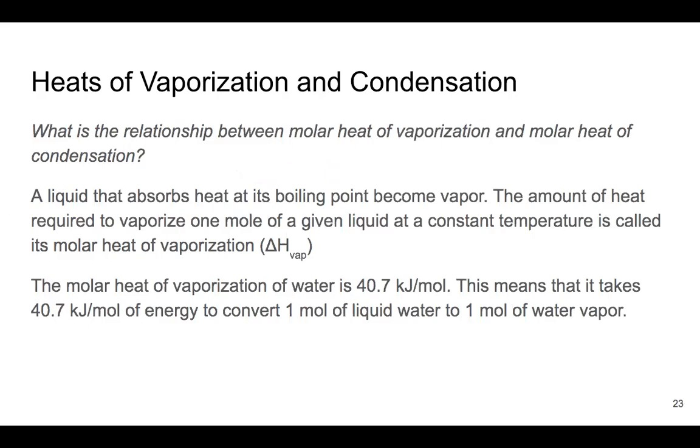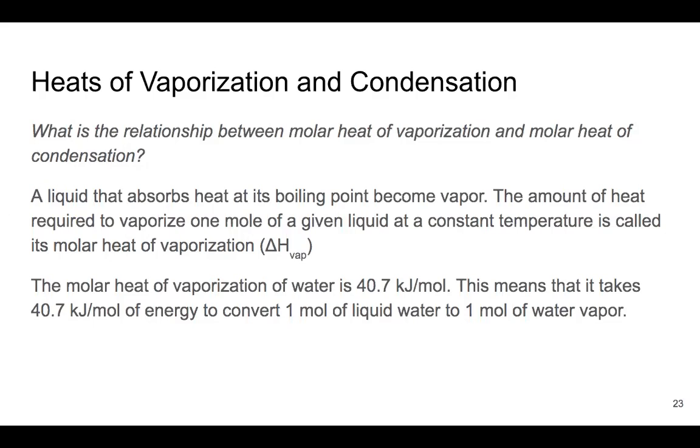Now, of course, there's more than just solids and liquids. There's also liquids and gas. And so the liquid that absorbs heat at the boiling point becomes vapor, right? So if you are boiling water, it is absorbing a lot of heat and turning into vapor. And this is what we call molar heat of vaporization. So if you have a mole of water and you want to boil it, the amount of heat you'll need is called the molar heat of vaporization, right? To turn into a vapor. And the molar heat of vaporization is 40.7 kilojoules per mole.